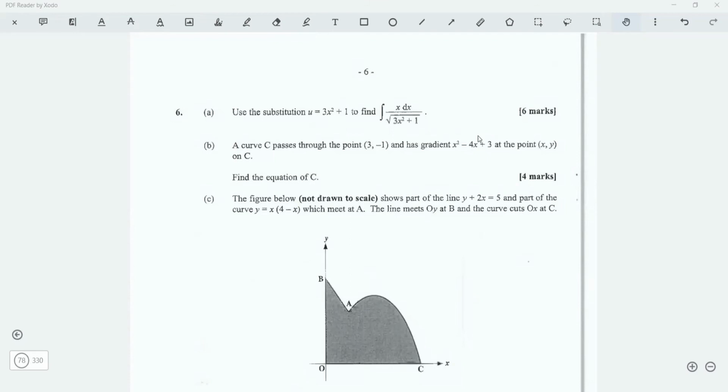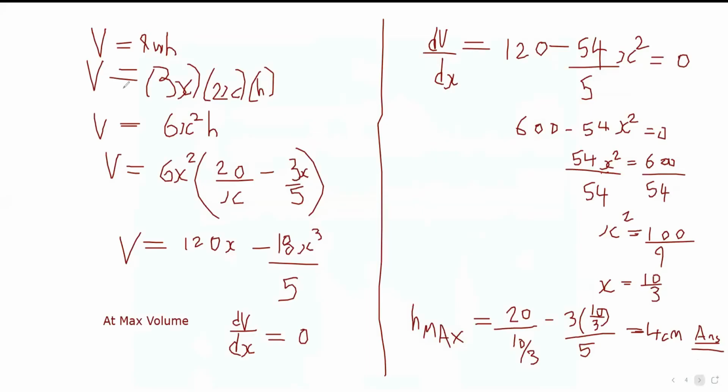Look at this. It says, use the substitution u equals 3x squared plus 1 to find this integral. So let's do that quickly. So we're finding, I like to call my integrals I. You know that already. I is equal to the integral of x over the square root of 3x squared plus 1 dx. This is what we have for I.